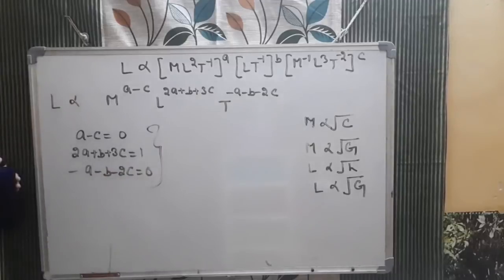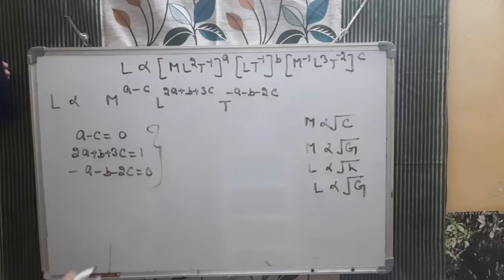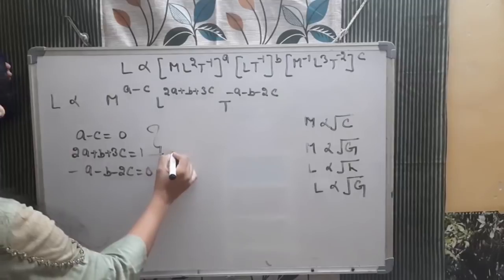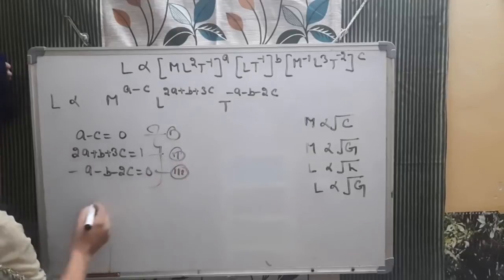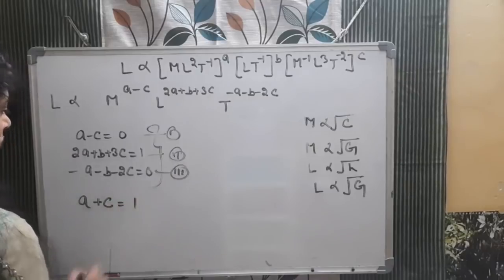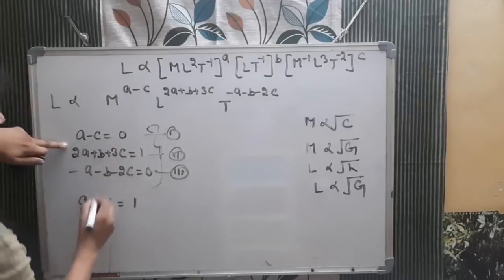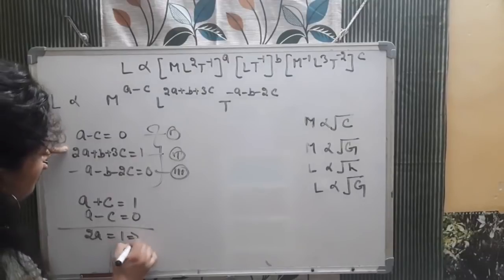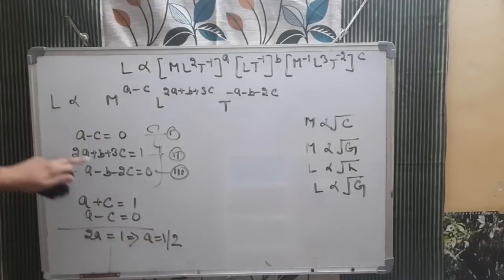Now you need to solve these three equations. How will you solve? Again the same way. We will add these two equations, second and third. This is first, this is second, this is third. Adding second and third, you will get a plus c is equal to 1. b will cancel out. Now this is the equation, and this is a minus c is equal to 0. Add these: 2a is equal to 1, and from here we can say a is equal to 1 by 2. Now a is equal to 1 by 2, so c will be what?